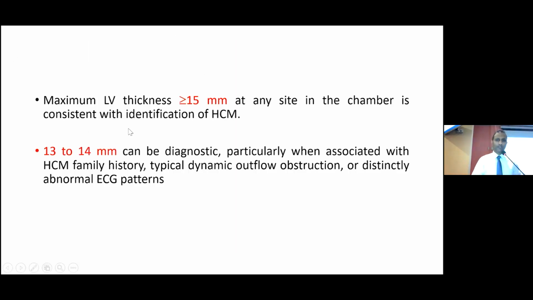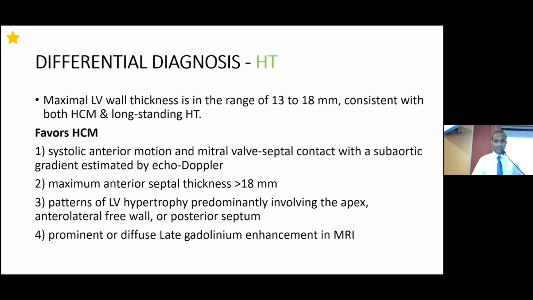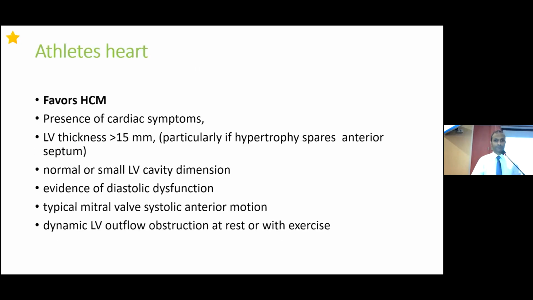So if you have an echo finding of LV thickness more than 15 millimeters, you may think this is more likely hypertrophic cardiomyopathy. But 13 to 14 can also be diagnostic, especially if they have some family history or if the patient is in the pediatric age group. Differential diagnosis: hypertension and aortic stenosis.